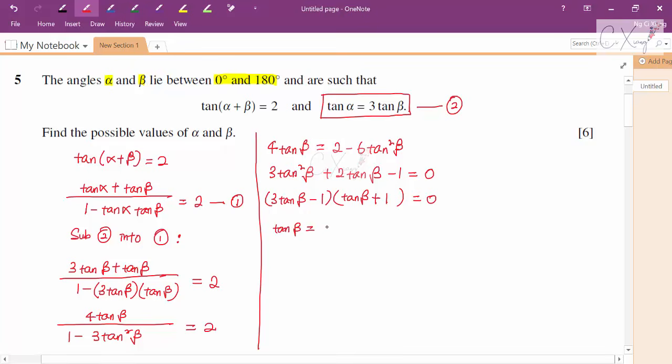And continue further, you will see that our tangent beta has two solutions here. So tangent beta equals to 1 over 3. Tangent beta equals to negative 1. Okay, then now from here, you can continue to solve for beta. So for this part, beta is equal to tangent inverse 1 over 3. They give us a restriction where beta should be between 0 and 180, which is the first two quadrants. So when you press the calculator, this answer should be from the first quadrant, and the answer for beta in this part should be 18.4.